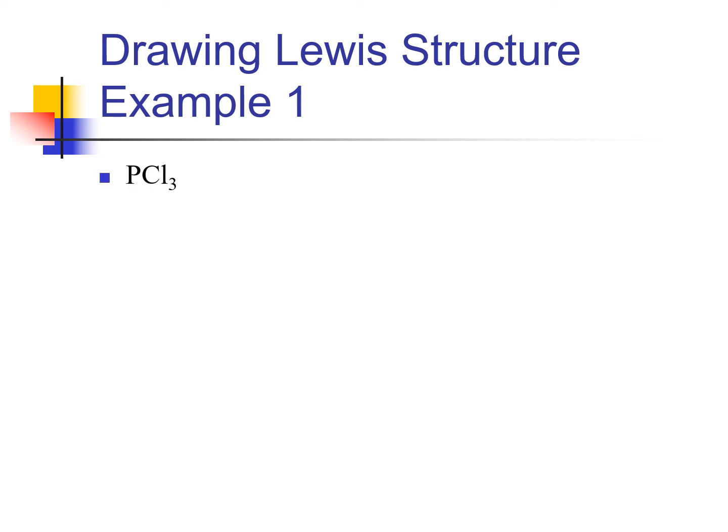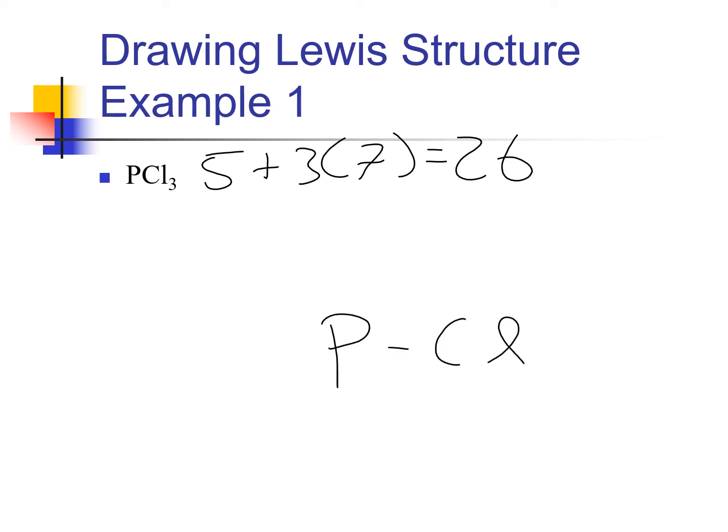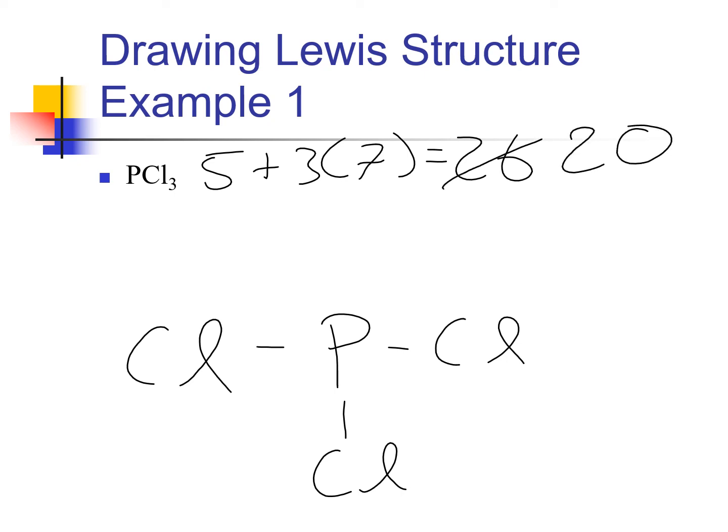Let's do this. So PCl3. Looking at this, phosphorus is in group 1, 2, 3, 4, 5, so that's 5 valence electrons. Chlorine is 3 times 7. So we're looking at 26 electrons. Drawing the skeleton, phosphorus would go in the center: P, Cl, Cl, Cl. I've done that. By doing that, I've created 3 bonds, so that's used up 6 electrons, and I'm down to 20.